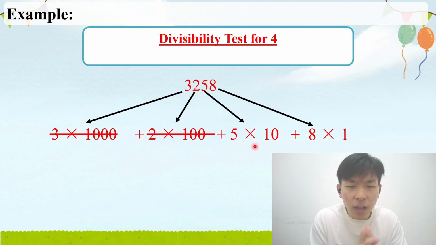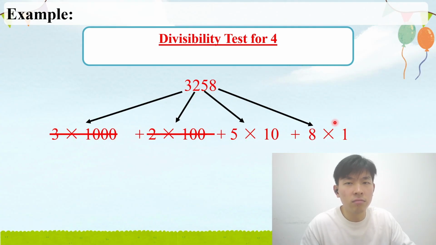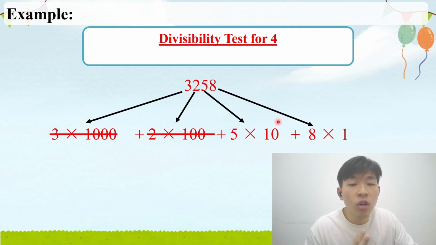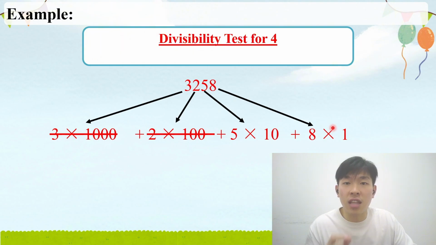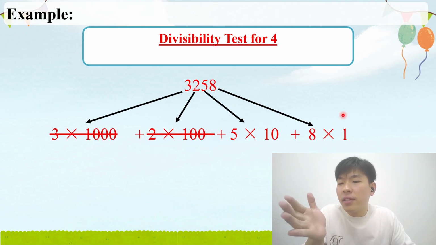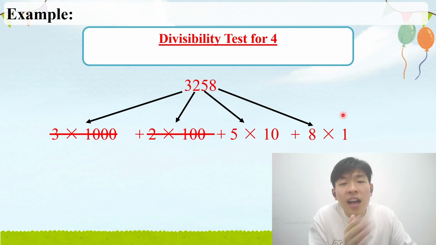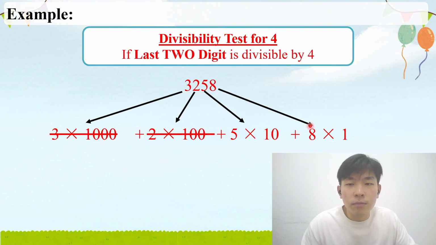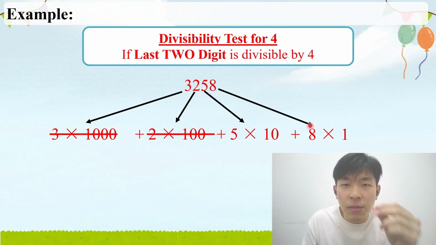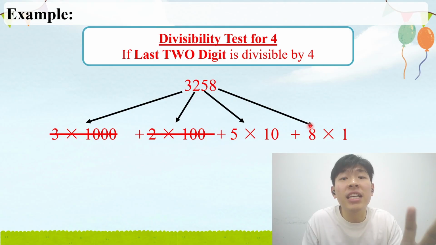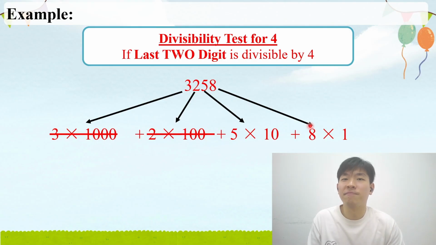You see, 5 times 10 is not divisible by 4. And here, 1 as well. Is 1 divisible by 4? Definitely not. So here we need to look at the last two digits, the tens and the ones place, if you want to see whether a number is divisible by 4 or not. So compared to the divisibility test of 2, we need to add one more digit here. Okay? So if the last two digits are divisible by 4, then the number itself will be divisible by 4.